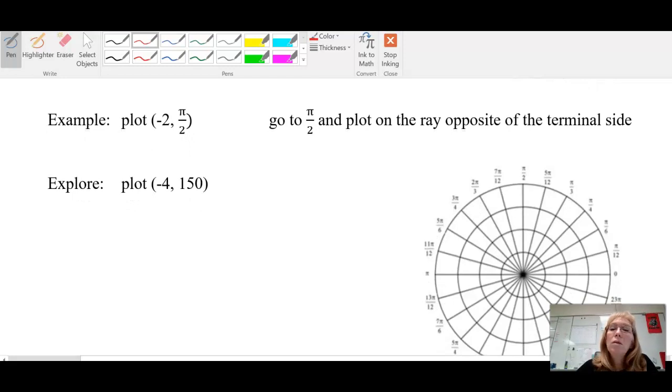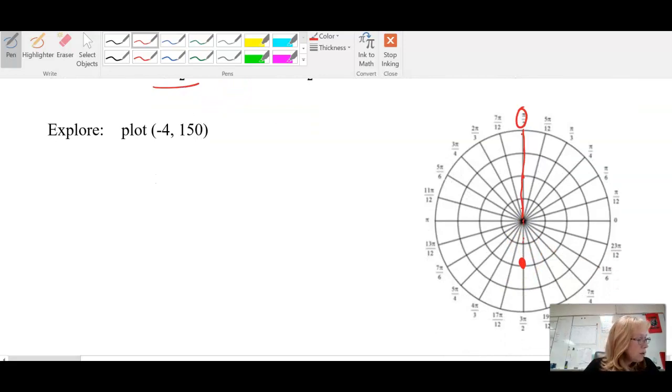So pi over 2 is where we start. So you always start at your angle. This is start. I know it's written backwards, but that's what you do. So we start at pi over 2. We're on this graph right here. Negative means I go backwards on the same line. So instead of going positive 2 like here, we're going backwards 1, 2. That's a negative 2, pi over 2. Because here's pi over 2. Backwards means we go the other direction to get our negative. Okay, pause and try yours.